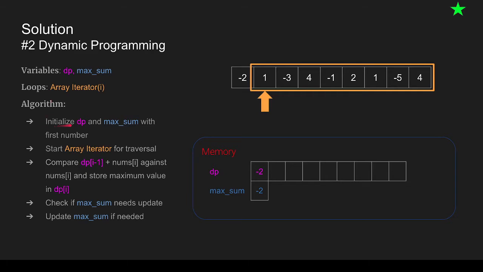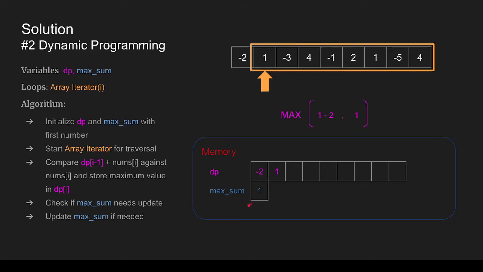In the first step, we initialize dp and maxim with the first number, which is -2 here. That's why we have dp[0] equal to -2 and maxim is -2. Then we start the array traversal from the second element. At each element, we compare these two values, dp[i-1] plus the current element, and the current element. Whichever is the maximum of these two, we store that value into the current index of the dp array. After that, we check whether we need to update the max sum. That will be our final output.